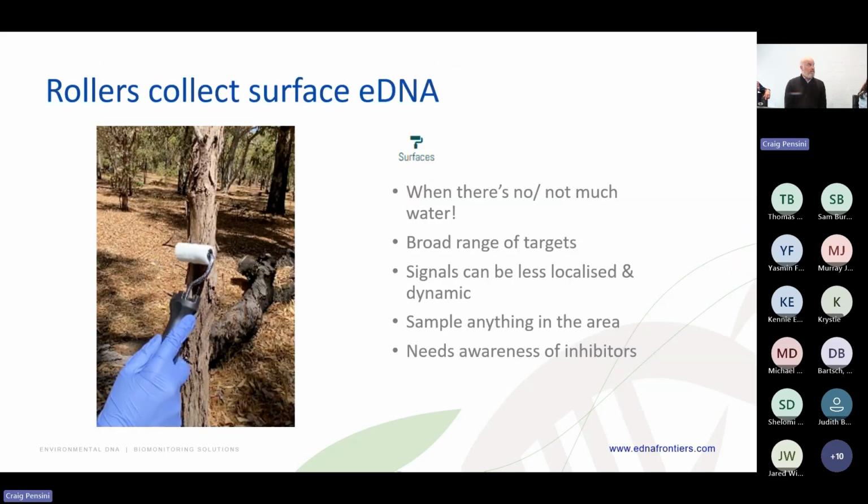Okay, so the next one is rollers. As I mentioned, when there's no or not much water, it gives a really nice broad range of targets. The signals are less localized than air, and they're quite dynamic. They don't stay around forever. And you can get across lots of spaces, and you can pick your areas that are facing the wind direction. You can tune that somewhat to get samples that are relevant to your environment. You can also sample things anywhere in the area.